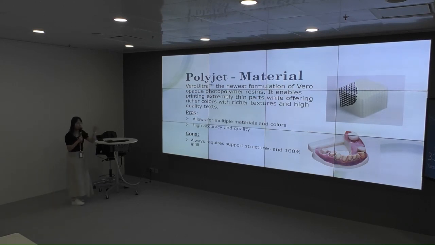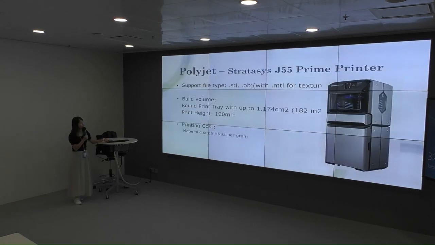So high accuracy, good quality, and multiple colors and materials are the advantages of PolyJet. But the disadvantages are that it always needs support, and the infill is always 100%, so it uses lots of material. And this is the model we are using in Makerspace, the J55.